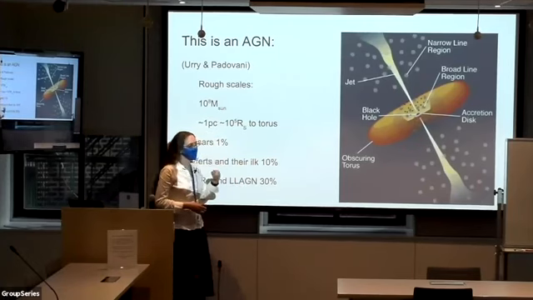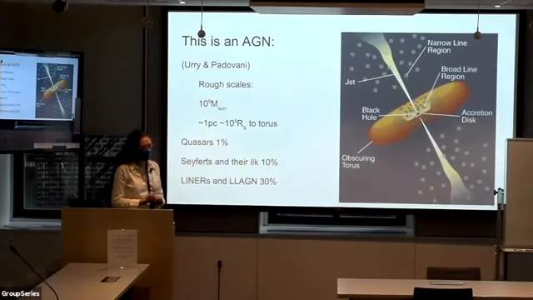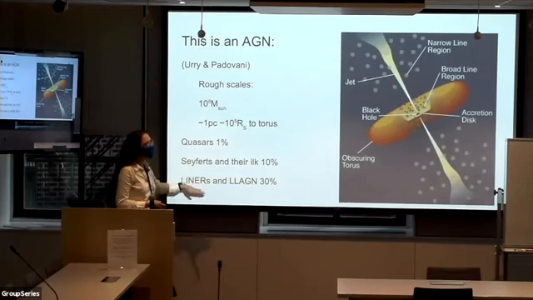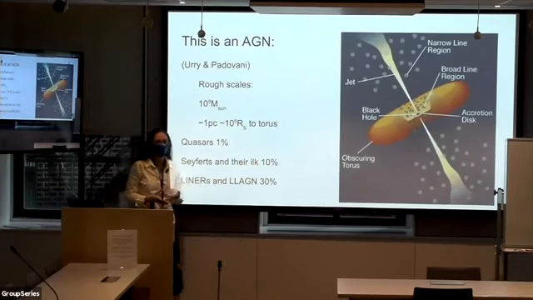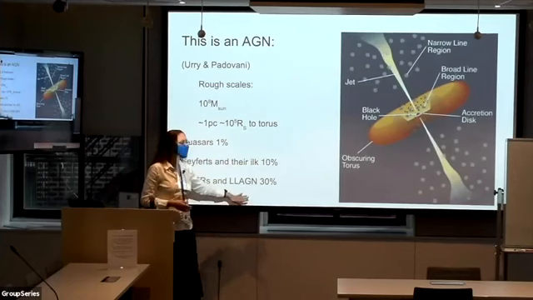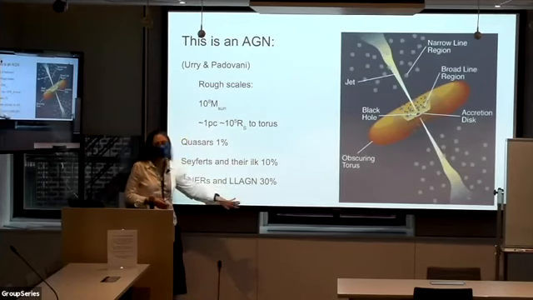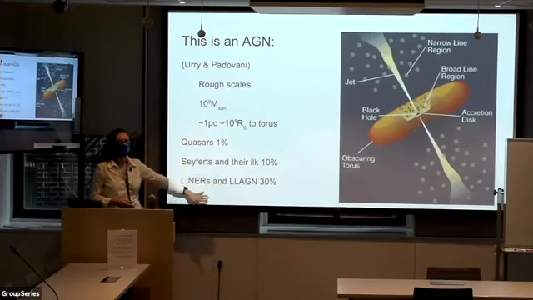Quasars are about 1% of all the galaxies. Seyferts are like 10% of all the galaxies. Then there's these things, LINERs, low ionization nuclear emission regions, and low luminosity AGN. They're lower luminosity still, and if you counted all of them, they would be like 30% of all of the galaxies.